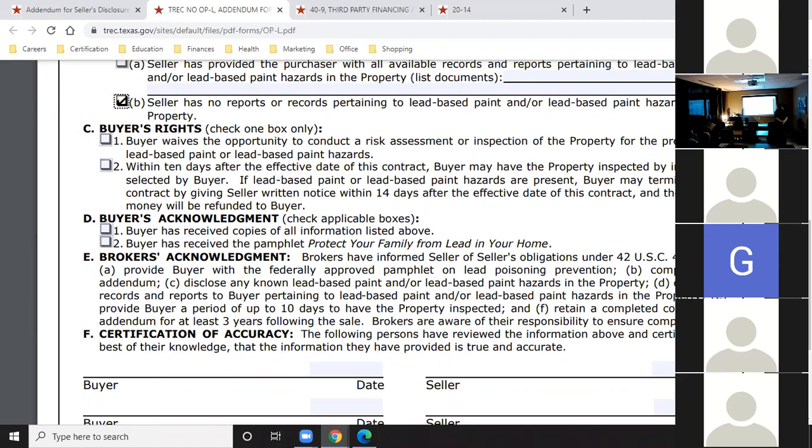Okay, so Miss Leela is saying within 10 days of the effective contract, the buyer may have the property inspected by the inspector selected by the buyer. If lead-based paint or paint hazards are present, the buyer may terminate the contract by giving the seller written notice within 14 days of the effective date of the contract. I agree. Mr. Eugene agrees with you, Miss Leela. Mr. Keith, do you agree? Yes, I do. I agree with her.